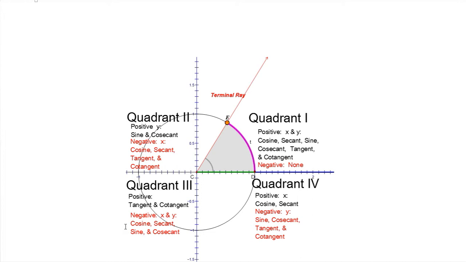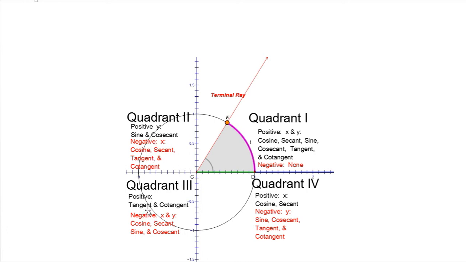So notice that gives us some summaries for signs. If the terminal point, where the terminal ray meets the unit circle, is in the first quadrant, x, y, and r are all positive. So cosine, secant, sine, cosecant, tangent, and cotangent are all positive values. If we're in quadrant 2, we have a negative x value and a positive y. So the ones that only have y, sine and cosecant, which are reciprocals by the way, are positive there. The others, cosine, secant, tangent, and cotangent, are negative.